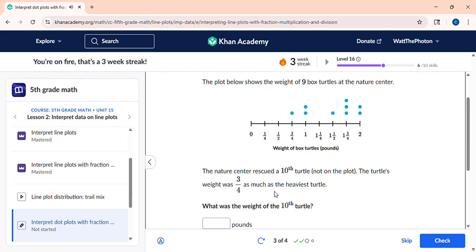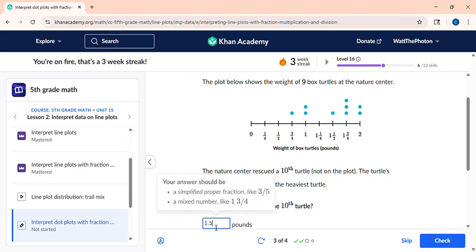The plot shows the weight of 9 box turtles at the nature center. The nature center rescued a 10th turtle. The turtle's weight was 3/2 as much as the heaviest turtle. What was the weight of the 10th turtle? So 2 times 0.75 is 1.5, which seems to be in line with other turtles.